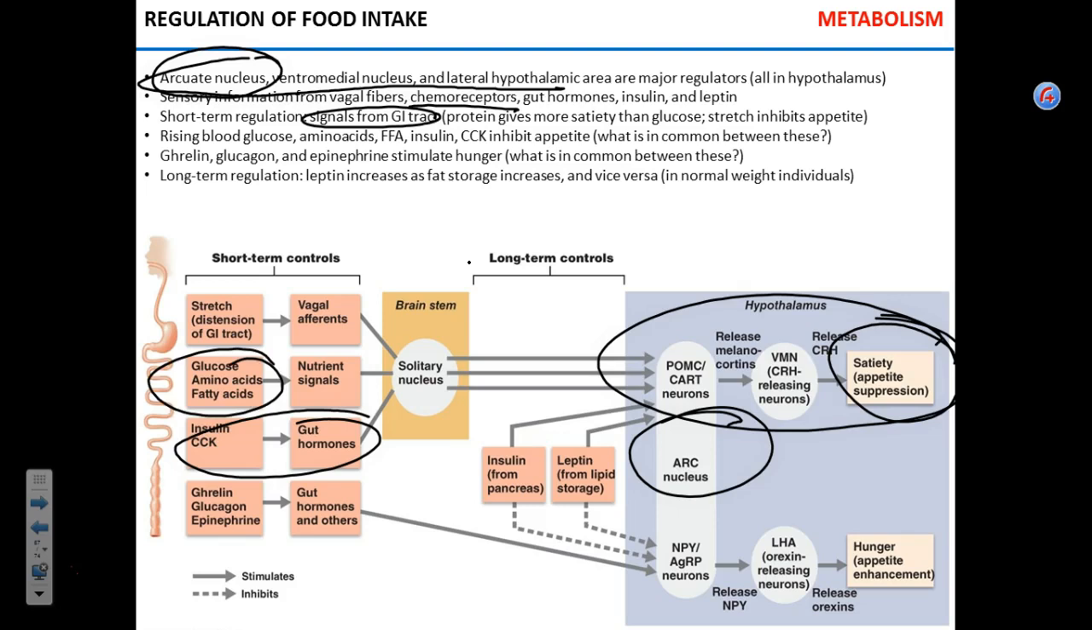You see that mechanical, chemical, and hormonal stimuli that are the results of food consumption will suppress your appetite. Of course, they work differently. Say, proteins produce a more significant response than carbohydrates.